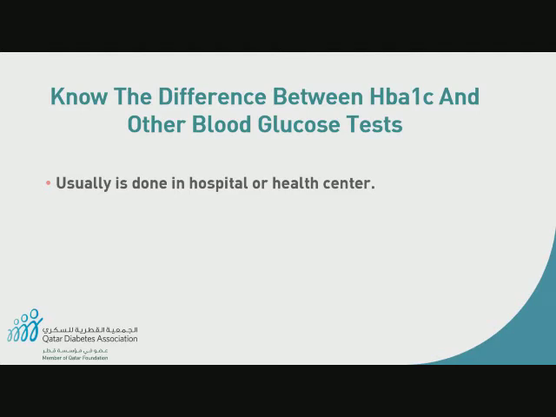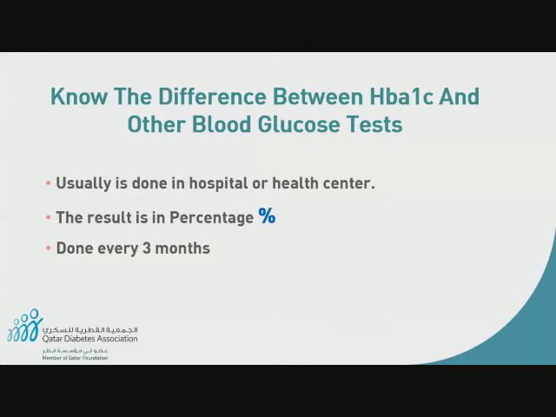The HbA1c is usually taken at the hospital or the health center. The result is in percentage. So you get the results and it's 5%, 10%, some people 14%. So it's usually a percentage, and it's done every 3 months. This is very important. Every 3 months, you need to check if you're living with diabetes.